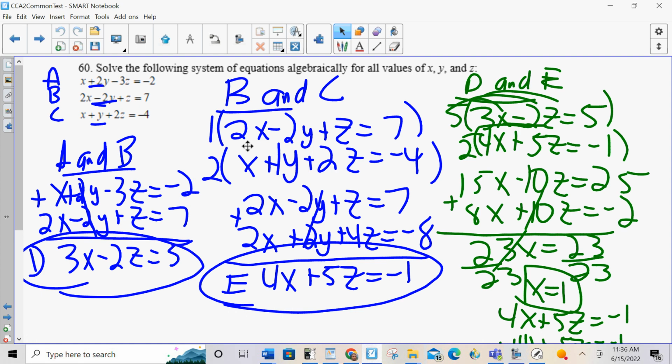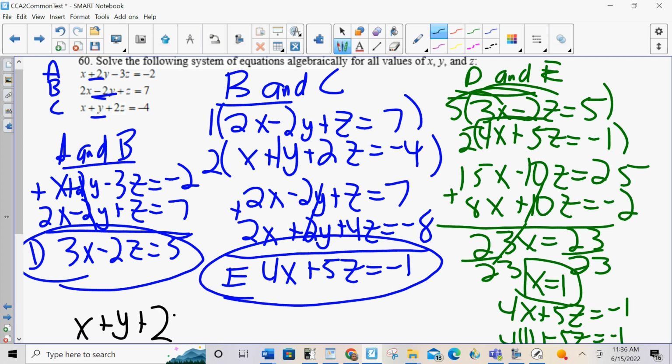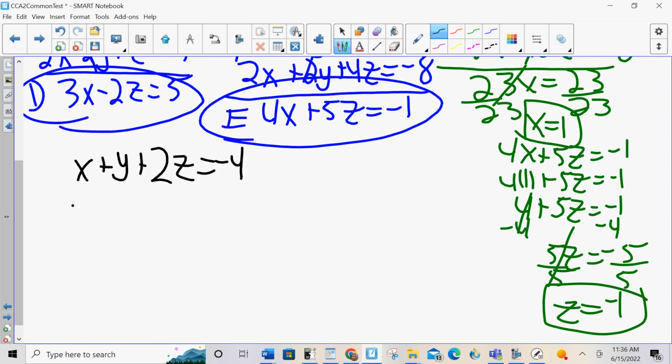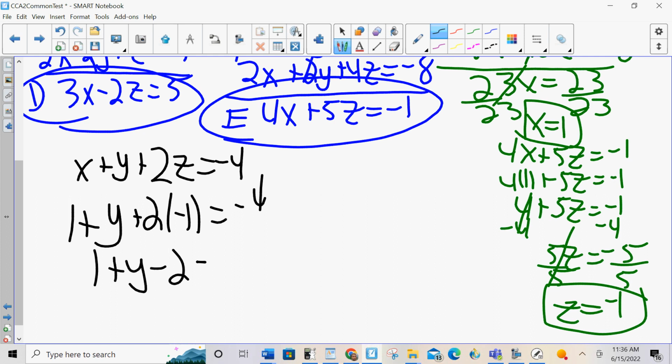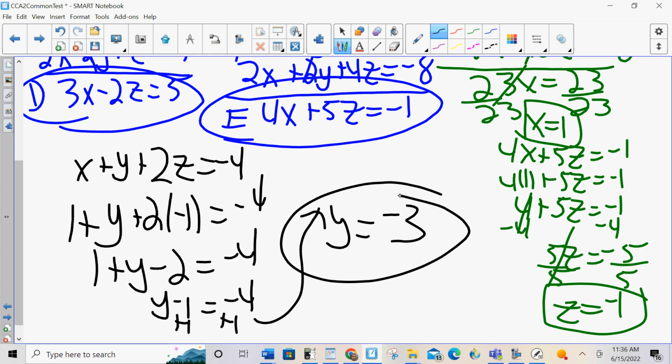So now I take one of the originals. Let's do the bottom one, it looks the easiest. x plus y plus 2z equals negative 4. I'm going to replace my x with 1. y is what I'm trying to find. Replace my z with negative 1. 1 plus y minus 2 equals negative 4. Combine like terms. Add 1. y equals negative 3. Those are my answers. That's 4 points.